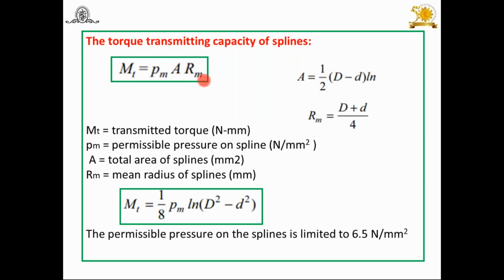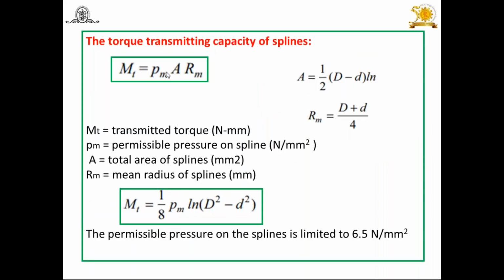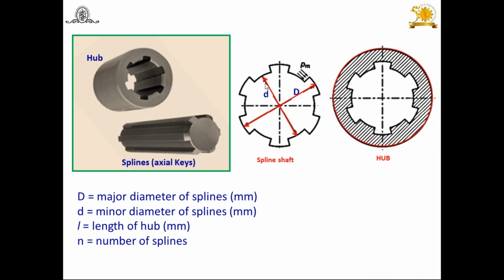And Rm is the mean radius of the splines. And here pm, I have already told you, is the mean effective pressure. Sorry, it's not a bearing pressure. You will get pm here. Now again here, this is the permissible pressure on the spline that we have to take into account. Then area, how to find out the area now here? Look at this. This is capital D, this is small d, and here is the pressure. We have to find out this area. Look at the cursor here. This portion we have to consider here.